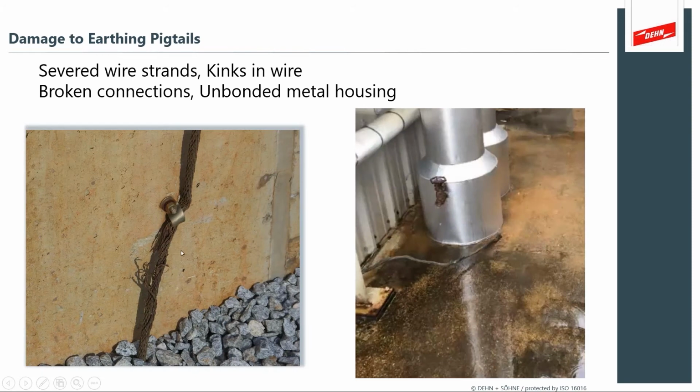You've got problems like this, where you see severed wire strands and kinks in the wire due to groundskeeping maintenance and things like that. You have broken connections that you're looking for. Here we see the pigtail coming out of the side of the wall, but it's supposed to be bonded to this metal equipment, this metal housing. And here we see it's just laying in a puddle of water. These are the things that you want to watch out for, and this is what an operator can watch for in their maintenance plans.